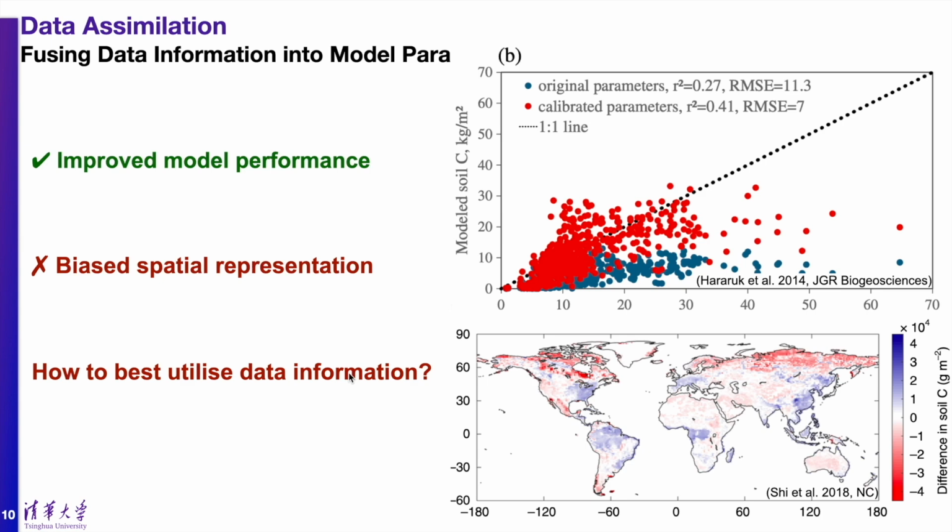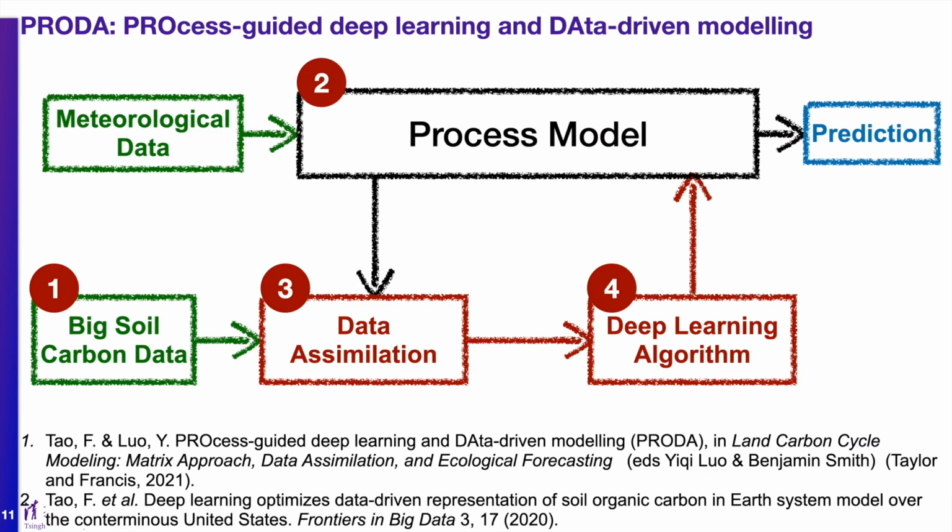carbon studies? In the past years, we have developed a novel approach trying to address this issue, the so-called PRODA approach, of which the full name is process-guided deep learning and data-driven modeling. It integrates big soil data, data assimilation, and deep learning to fully interpret the information hidden in the data, and strive for mechanistic understandings of the global soil carbon cycle.